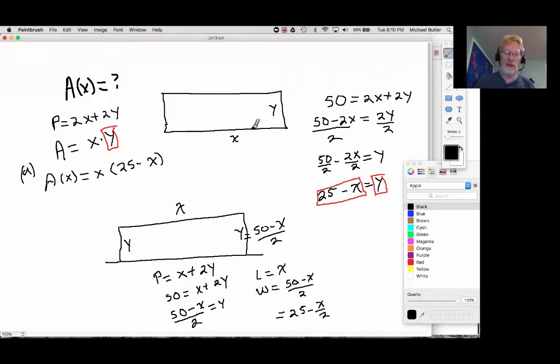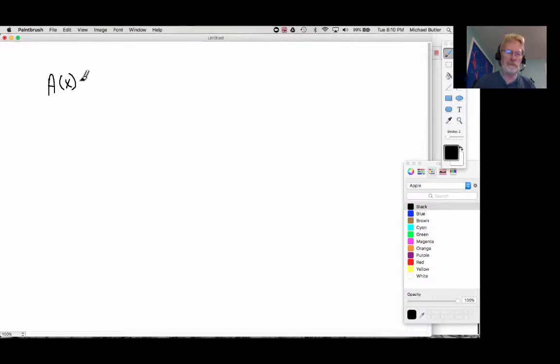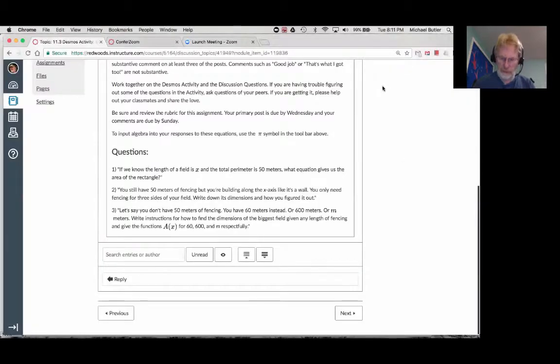So let's get a fresh sheet here, okay? I'm going to go ahead and erase all of this. So what they want now is they want to know what is A of x equal to if your perimeter, if P was equal to 60, 600, or m, if I recall correctly. That was just the 3 ones they wanted us to look at?